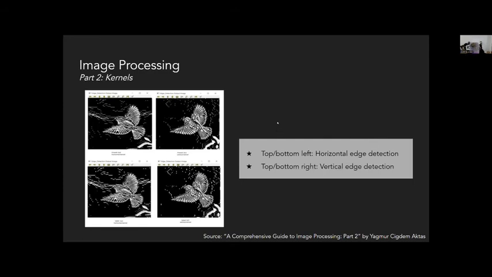Here we can see the results of line detection. The top and bottom left are the results of horizontal edge detection, while the top and bottom right of the image in this slide are the results of vertical edge detection.